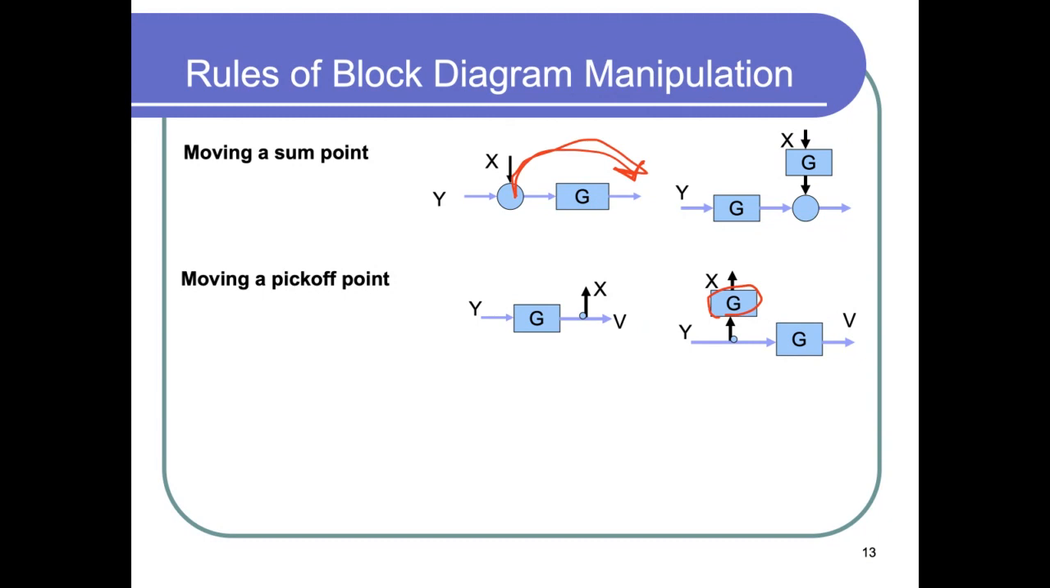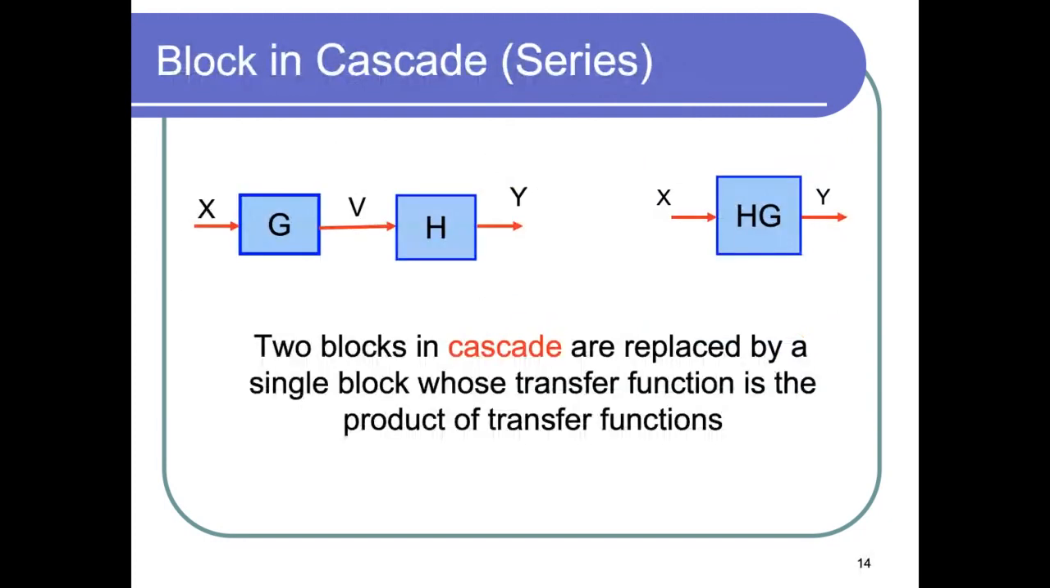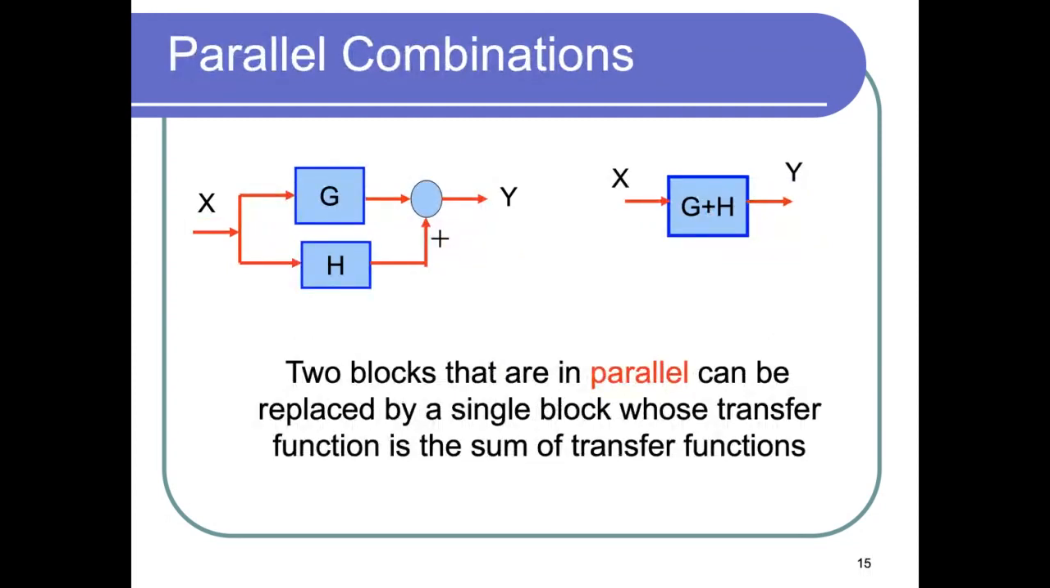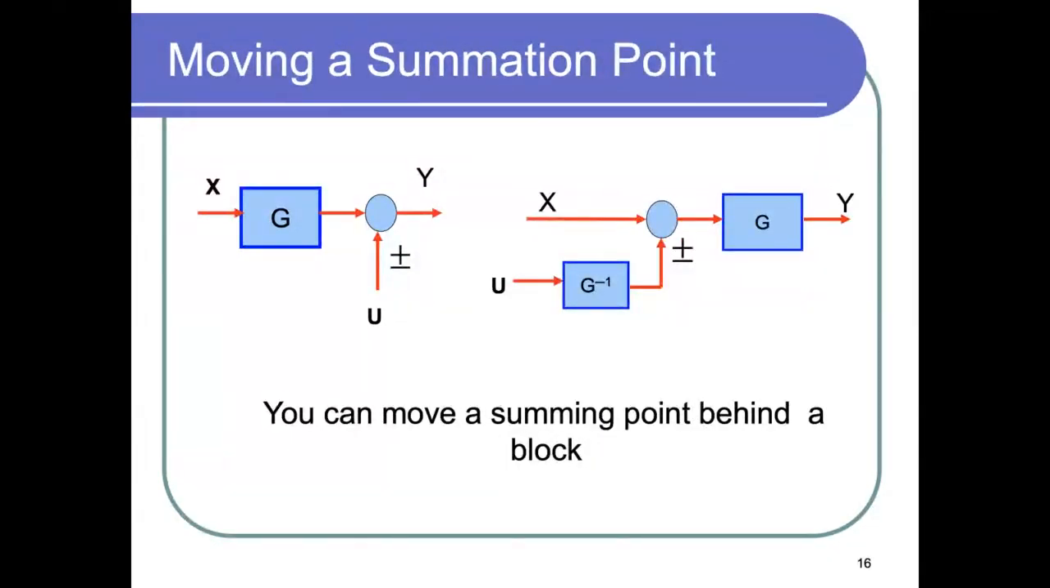These are some tricks that will help us a lot in simplifying and reducing block diagrams into one single block. So again, two blocks in cascade are replaced by a single block whose transfer function is the product of the transfer functions. So GH is just HG here, one block. Parallel combinations are represented by a single block whose value is just the summation of the two transfer functions, G and H. And if I have a summation point after a block and I want to move it to before the block, then you multiply by G, the inverse of G.